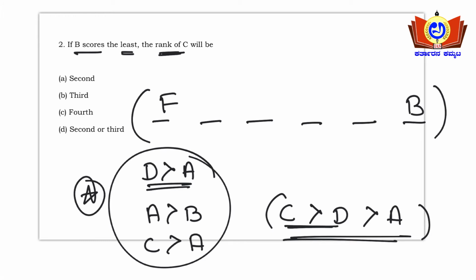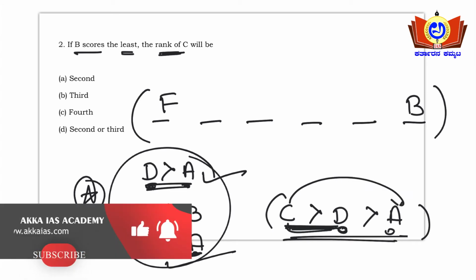See, C is greater than D, C is greater than A, and A is smaller than D here. Similarly, D is greater than A. These conditions got fixed here. C is greater than D, C is greater than A, and A is smaller than D. Therefore C is greater than A here. Yes or no? This condition also got fixed here.